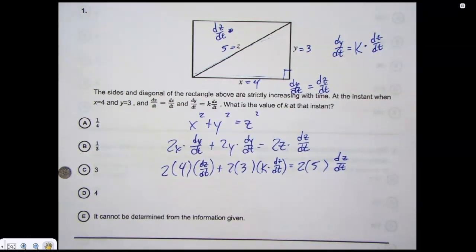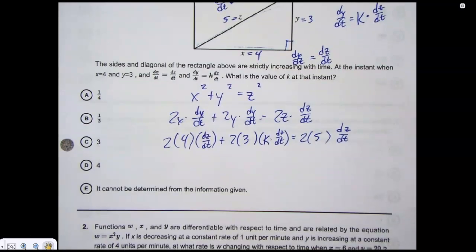Can you solve that for k? Try. Well, I'm asking you to try. Give me your best shot. I'll do it in a second. So what do you got?